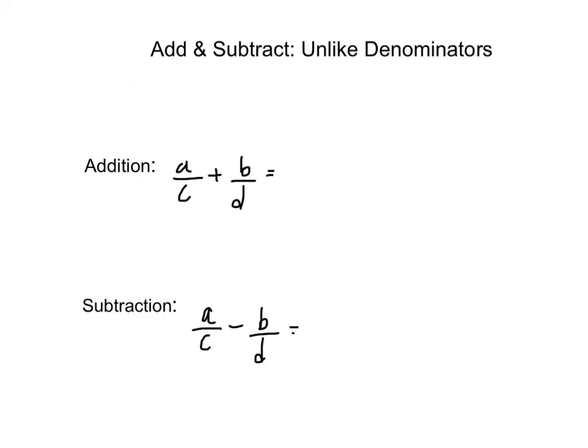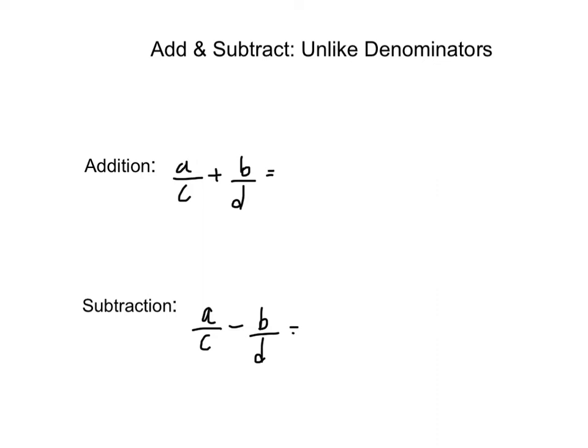Now, with unlike denominators, this would be something like a over c plus b over d, in which c and d are different and therefore unlike denominators. So we need to make them have like denominators by multiplying both sides by something that makes the bottom cd, so our least common multiple. We want to find that between c and d, and that will be cd.